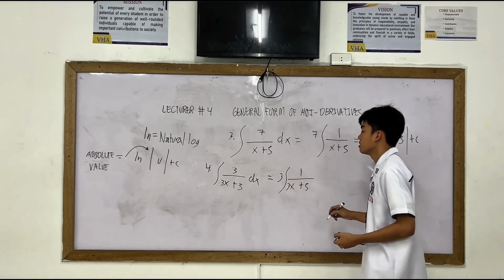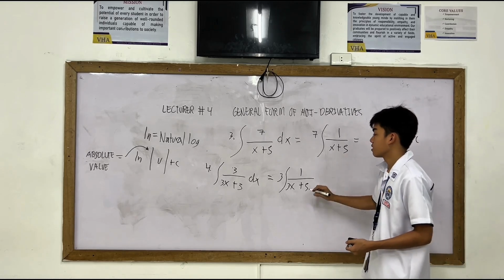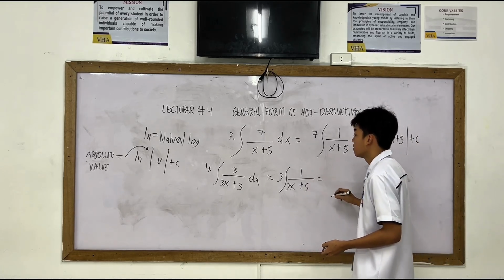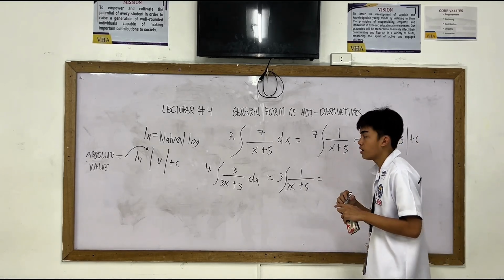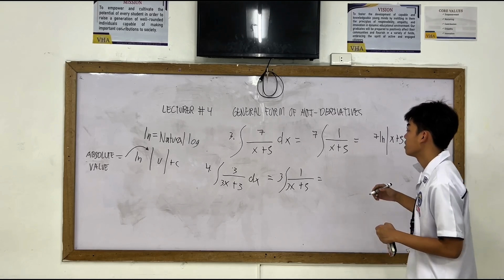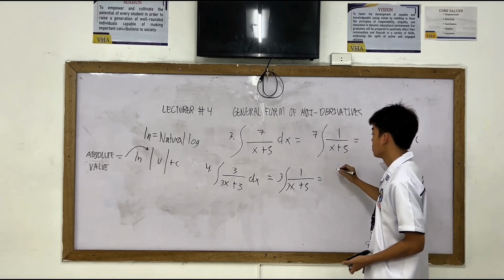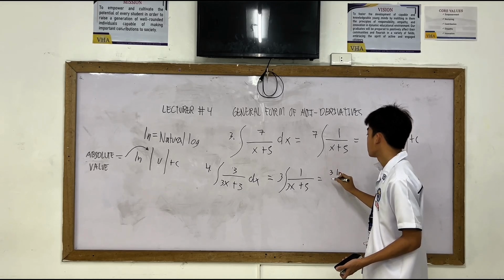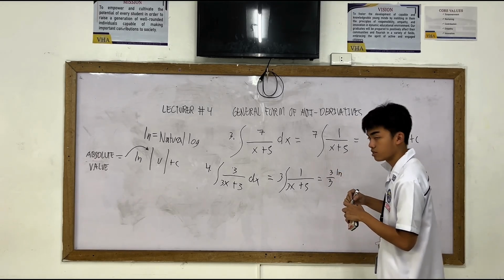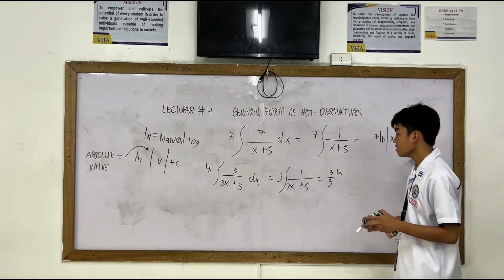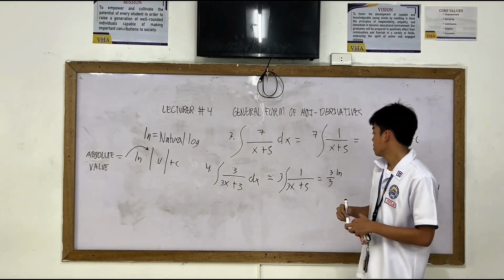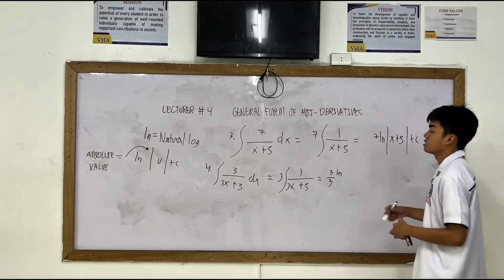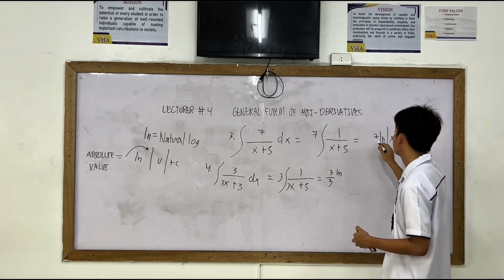The 3 is still there, but now our absolute value in the natural law of curves will become 3 over 3 because the 3 is the denominator and the 3 is here, so as you can see, it's still there.